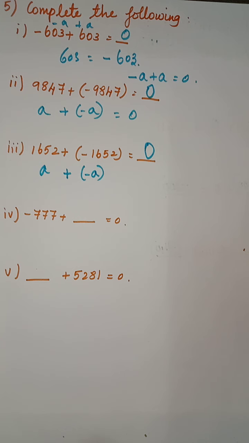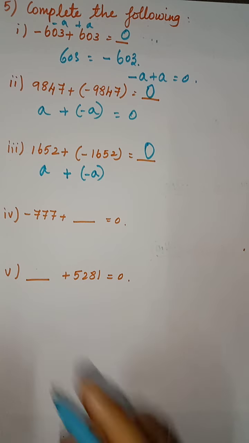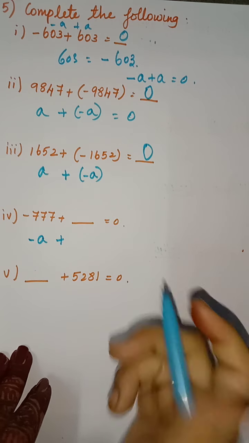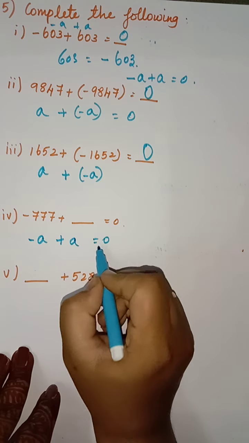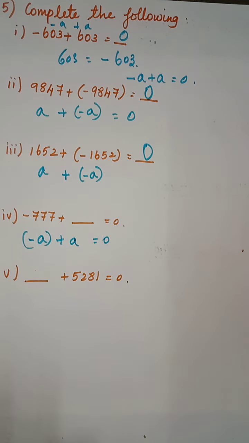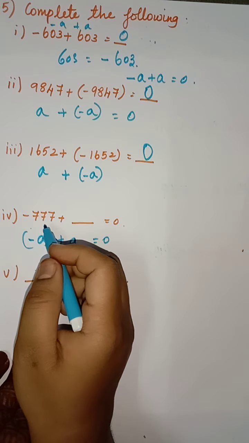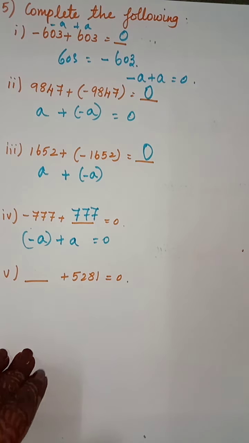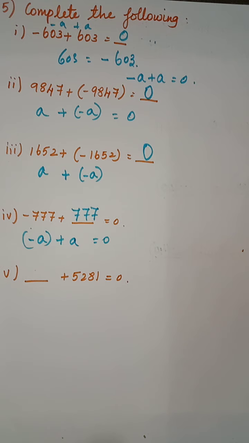The next thing, that is the fourth one, minus 777 plus dash equal to 0. So here they have given minus a, so what should your answer be here? Here it should be a, equal to 0. Then only it will tally, no? If it is like this, then it will tally. Minus a plus a equal to 0 will be the answer. So what should come there for us? a. So here it is minus 777, so here it is 777 equal to 0. Clear?